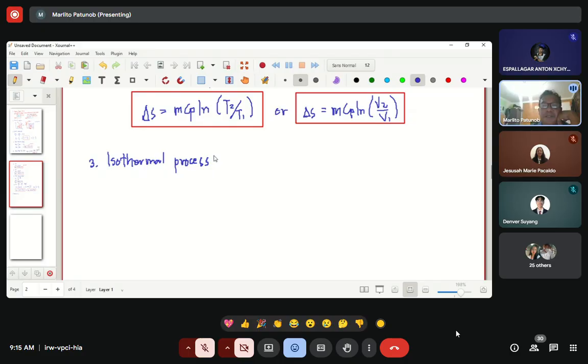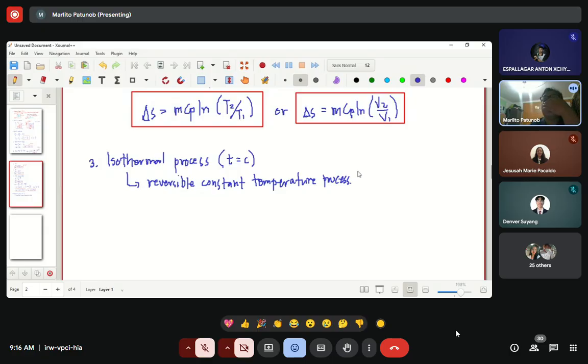Okay. So the isothermal process is when the temperature is held constant. It is also a reversible constant temperature process. Okay, so very simple, no?